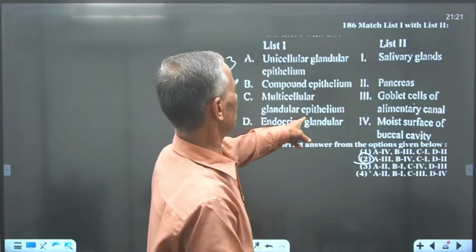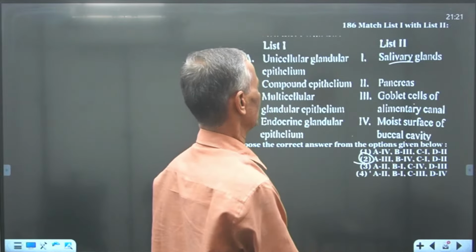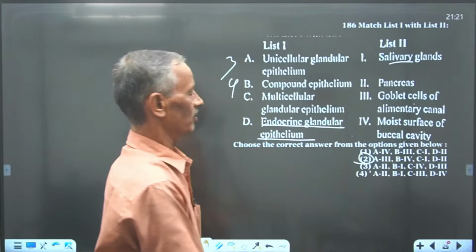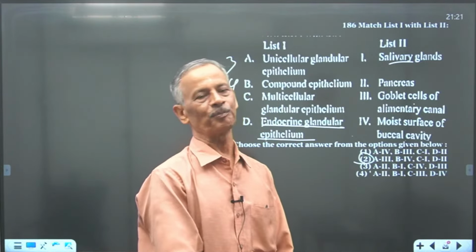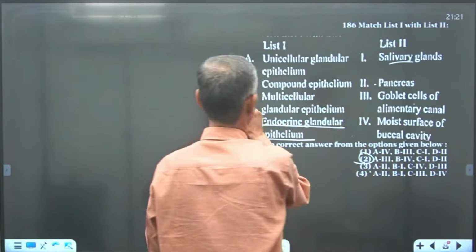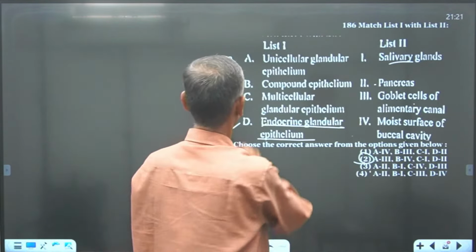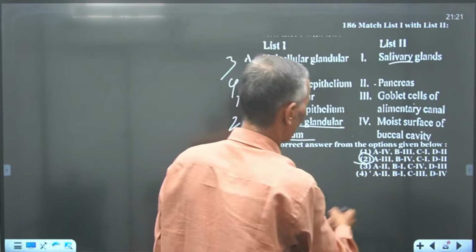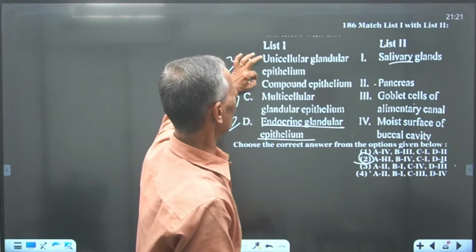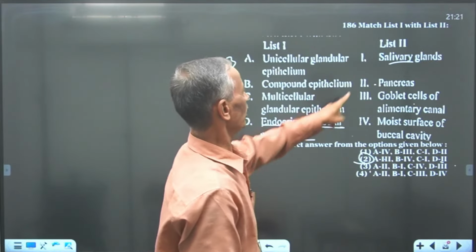Multicellular glandular epithelium. It is multicellular glands made up of a large number of cells. It is salivary glands. Now it is endocrine glandular epithelium. Glands are modified epithelial cells. So this is endocrine. So what can it be? It can be pancreas. Is that clear? So option 3 for 1, 2. This is the clue. From the first one itself, you have identified the answer. Endocrine glandular epithelium is pancreas.